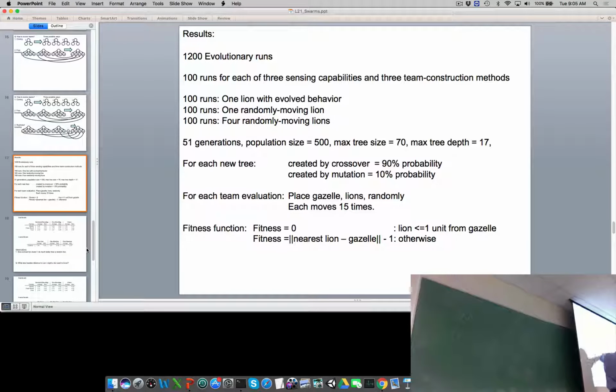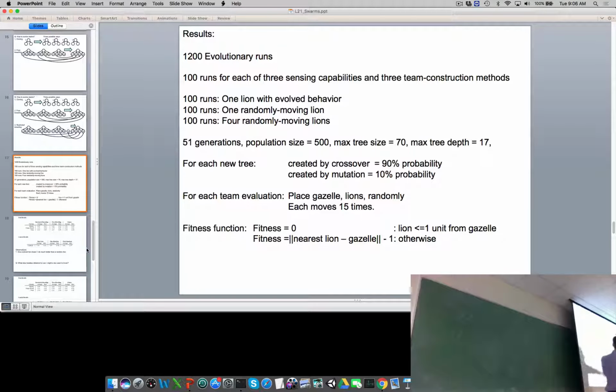Okay, here are some statistics about the experimental settings they used. For each one of these evolutionary runs, they ran it for 51 generations. Why 51 and not 50? They start with their first generation, which are just random controllers, and then they perform 50 additional generations. Population size 500. These trees could grow to have a maximum of 70 nodes. They never allowed trees to grow deeper than 17 levels.